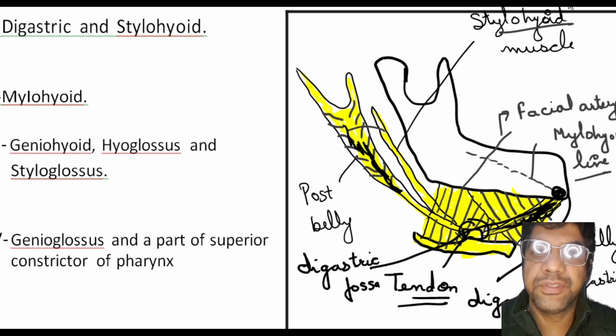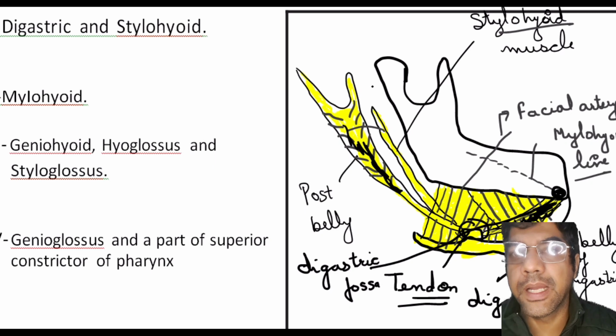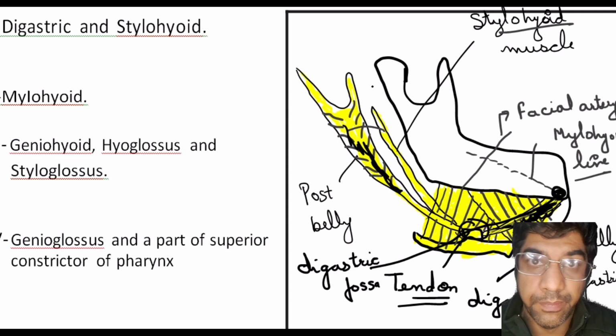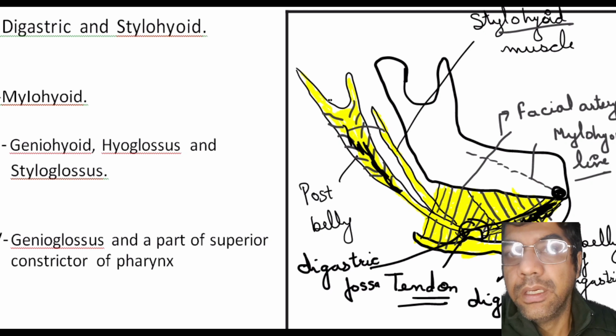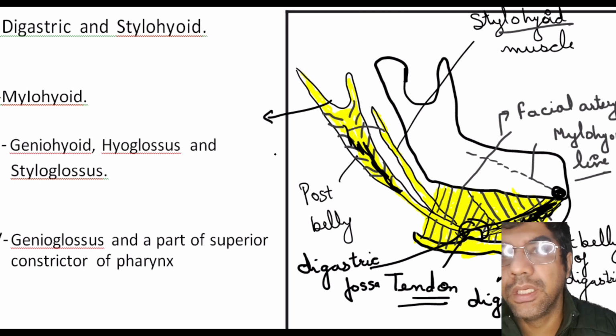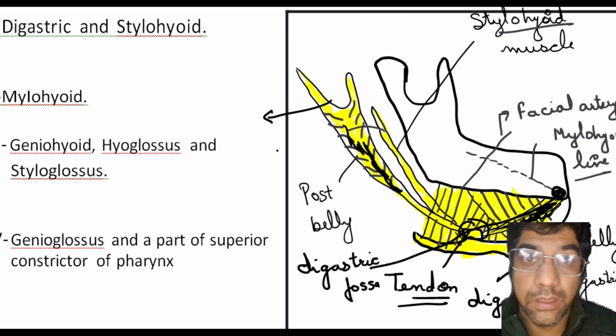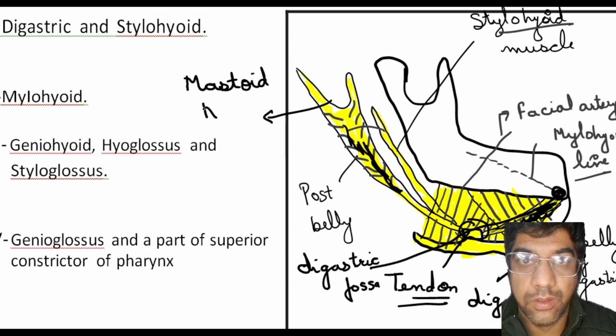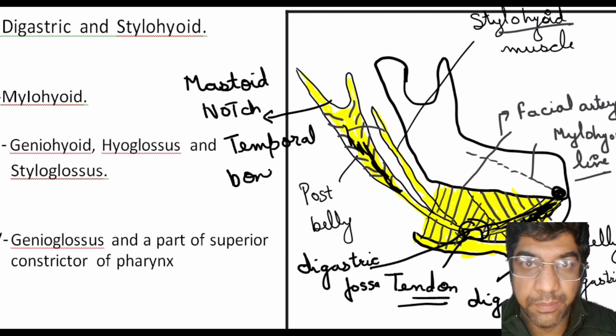While the back part, this part, is the posterior belly of the digastric. It begins from the mastoid notch on the temporal bone. So this belly is the posterior belly of digastric. Remember that.